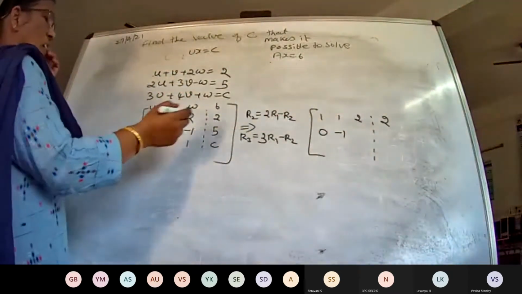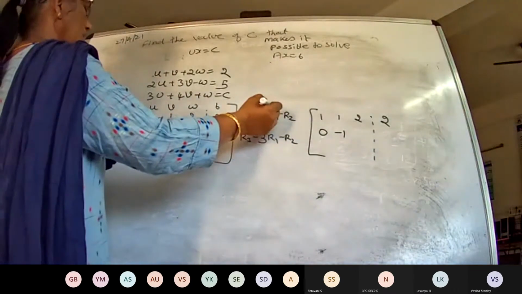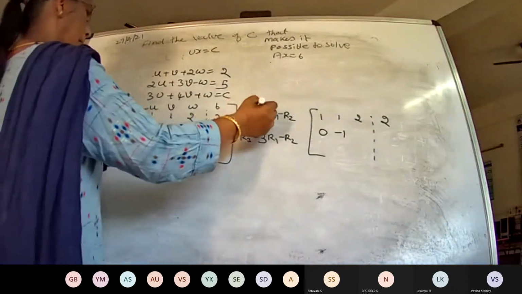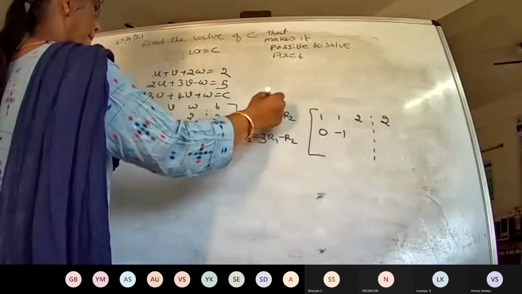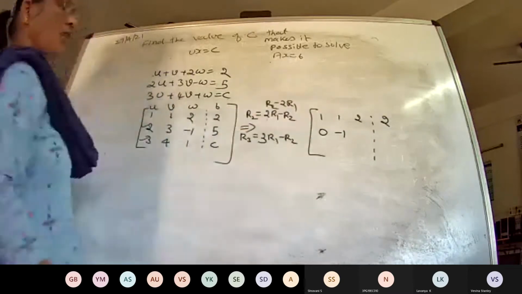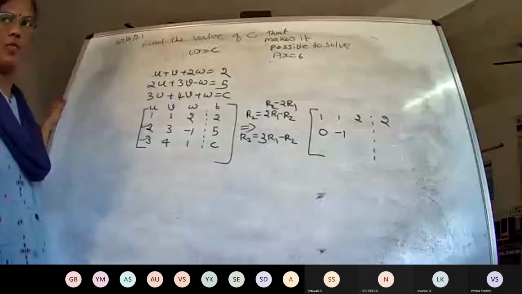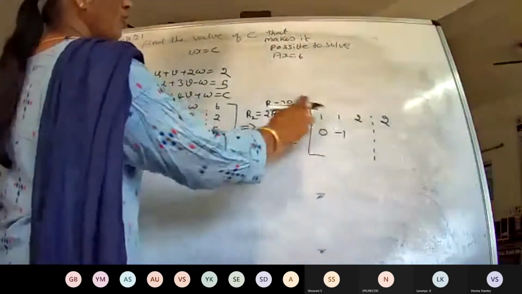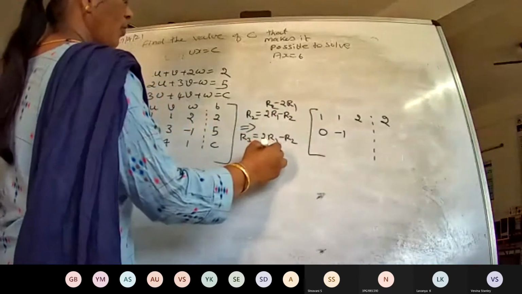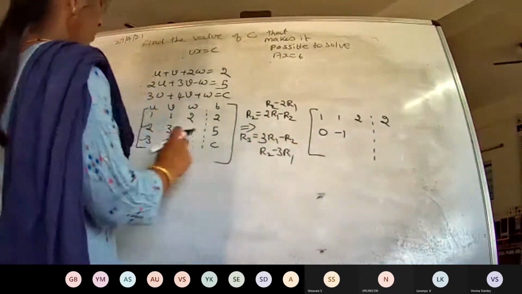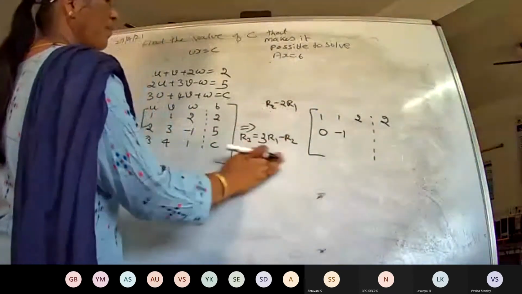Or you can take the other way around also. It is not that you have to take 2 R1 minus R2. I can even take R2 minus 2 R1, like this also you can take. It's not that this is wrong or that is wrong. Anything you can do. If you want this to be positive, you can go for R2 minus 2 R1 also. So if I take R2 minus 2 R1 and R2 minus 3 R1, the lower values I'll be getting positive. So I'll do this positive.